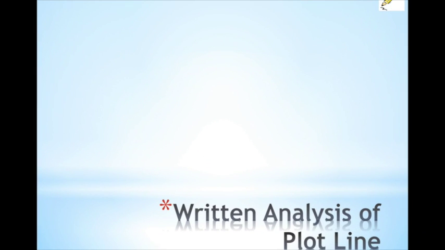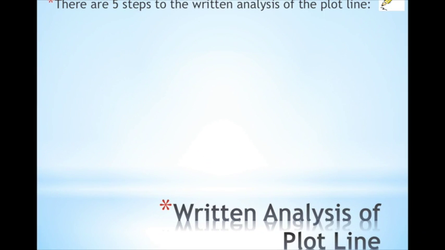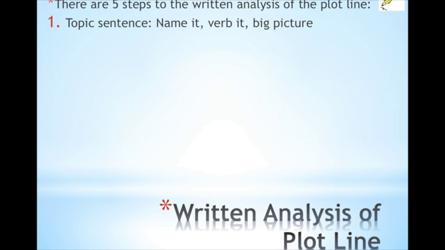All right, so how do we write the written response? Well, there's 5 steps that you're going to need to do to create it for the plotline written response. First, you're going to do topic sentence, name it, verb it, big picture. This is something you went over last year when you were learning how to write a summary and how to write a basic paragraph. This is your topic sentence, the first sentence of the paragraph. It introduces everything. We'll go over it on the next slide.